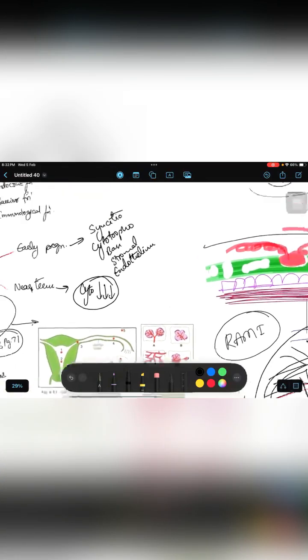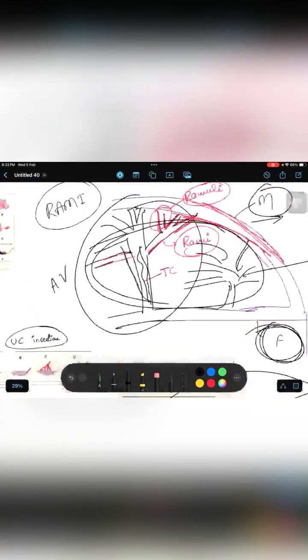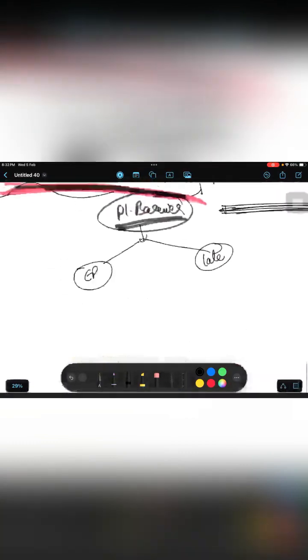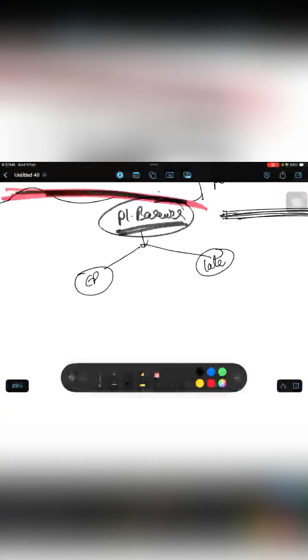If I draw a diagram, then you will understand it easily. So in the early pregnancy, what happens? Just draw a diagram.